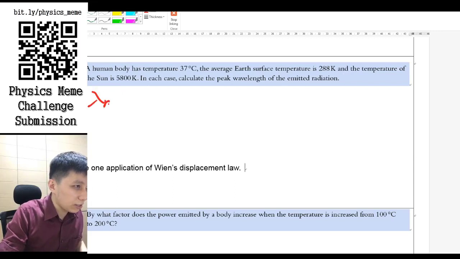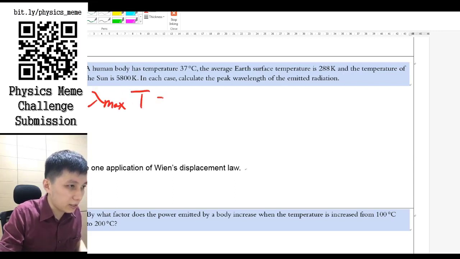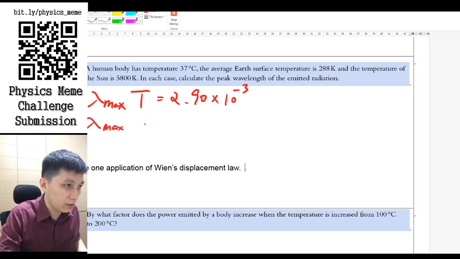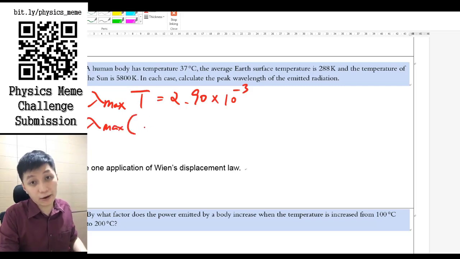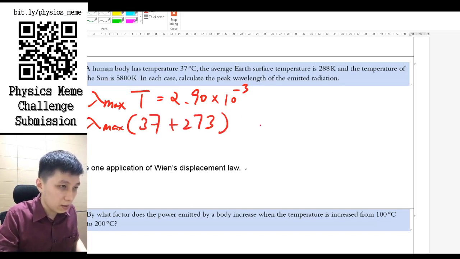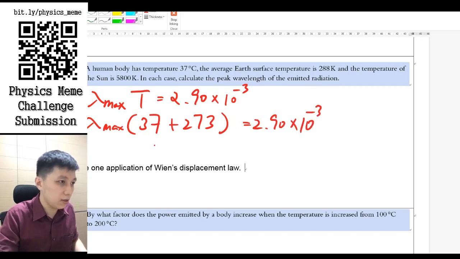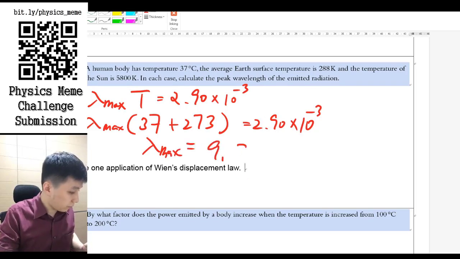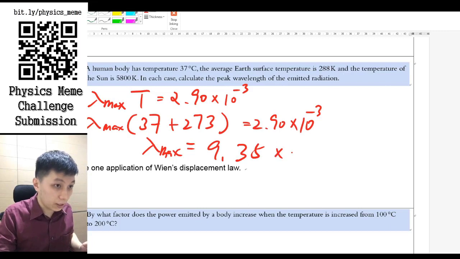Okay, so the equation once again, let me write down. Lambda max times T equals 2.90 times 10 to the power of negative 3. And so the wavelength is what we want to find. And for the T, remember, it's in Kelvin scale. So lambda max times (37 plus 273) equals 2.90 times 10 to the power of negative 3. And you can find the answer as something like 9.35 times 10 to the power of negative 6 meter.